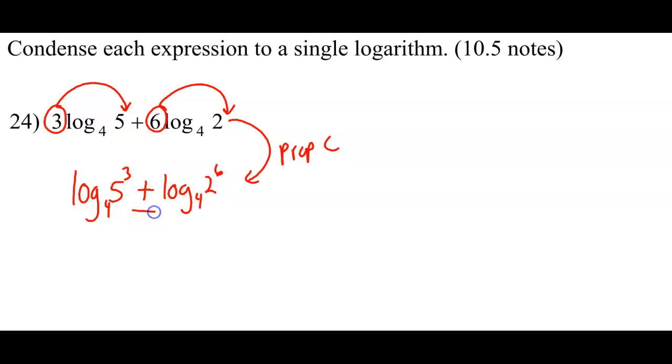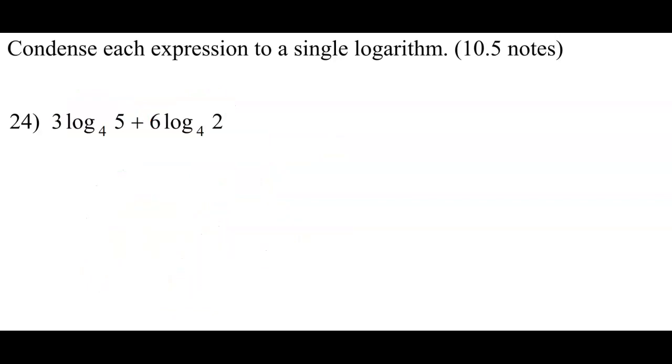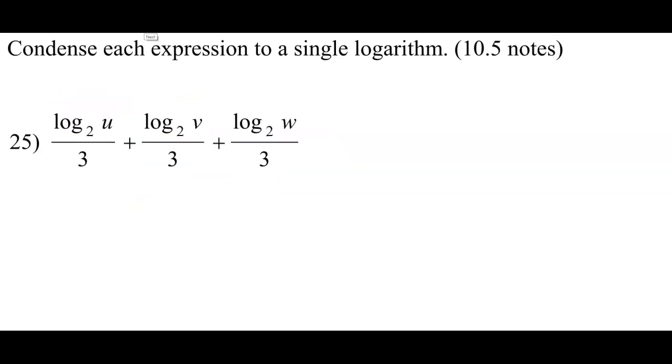Now this time, since it's a plus, we're going to be using property A. Property A tells us that we can put these two logs together as a single log. If we take this one and multiply it by this one. And that's it for that one. So it's just a way of rewriting the expressions so they're simpler. It's also helpful when it comes to solving equations and stuff like that.